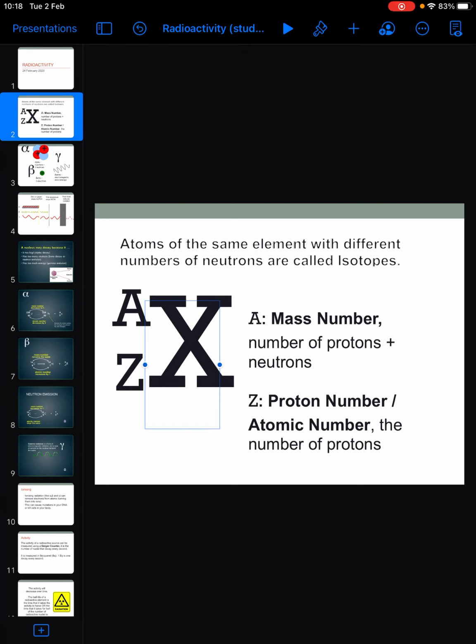Atoms of the same element with different numbers of neutrons are called isotopes. The reason that is important is you may have one isotope of an element which is radioactive and one isotope which is not. Obviously, we really care about the ones that are radioactive. If you have a chemical symbol, the top number, or rather the larger number, the mass number, is the number of protons and neutrons, or the number of particles in the nucleus. And the smaller number is called the proton number or atomic number, and that's the number of protons found in the nucleus.